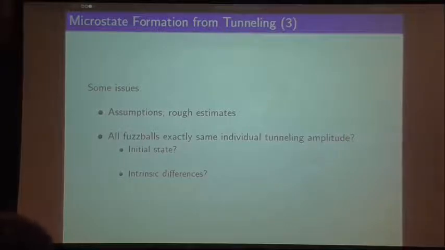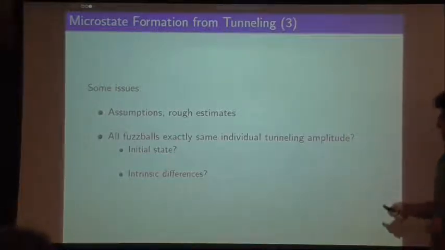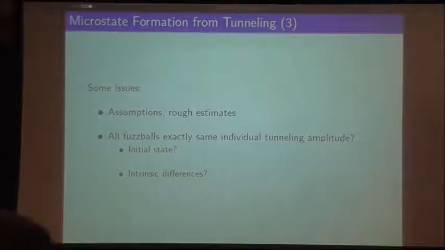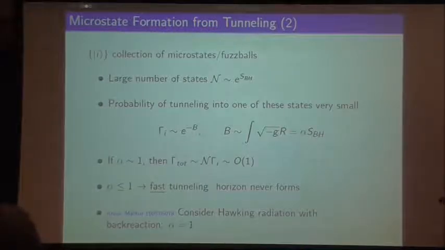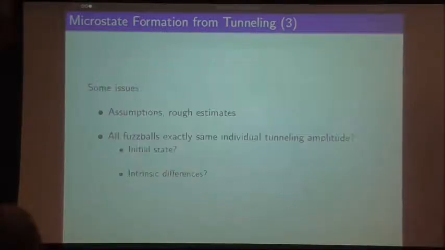All right, so I've said this, of course. These are some rough estimates, some hand-waving arguments based on a lot of assumptions and extrapolation. Some particular questions that might come to mind, which we're going to focus on, is that we've assumed here that all fuzzballs have pretty much the same kind of tunneling amplitude, right? We've just approximated the tunneling amplitude into one fuzzball, but what we really want to know is, for each individual fuzzball, what the tunneling amplitude is.